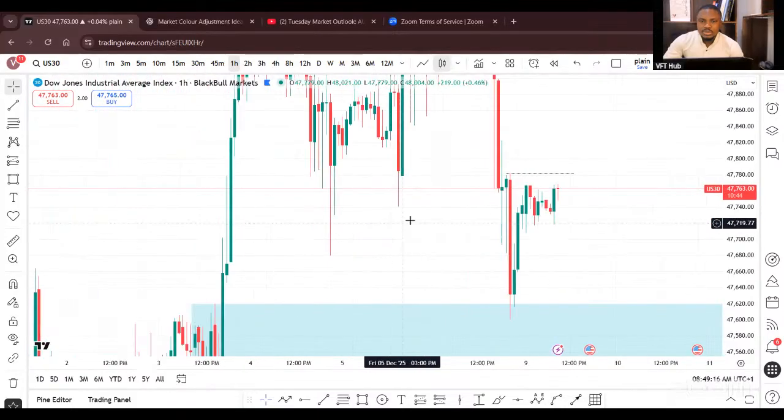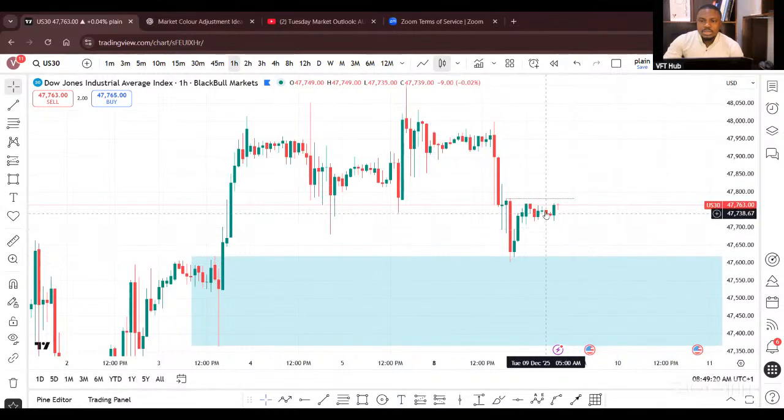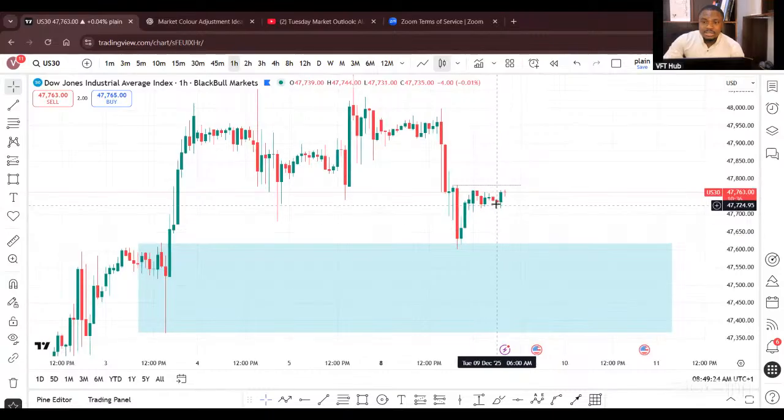All right, so that's pretty much what we have this morning. I'll be looking for buys, but I want to see price shift this zone properly, or price still sells into this zone and then gives us a clearer break of structure to the upside for us to continue buying this market.